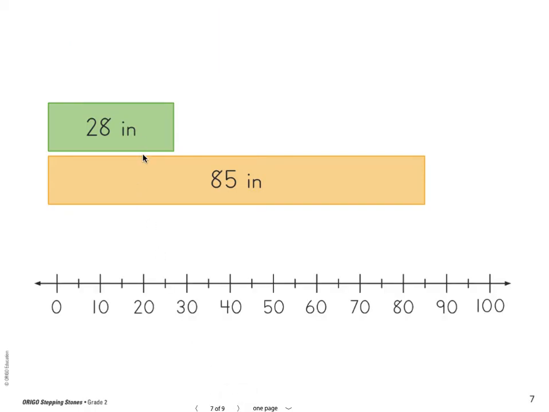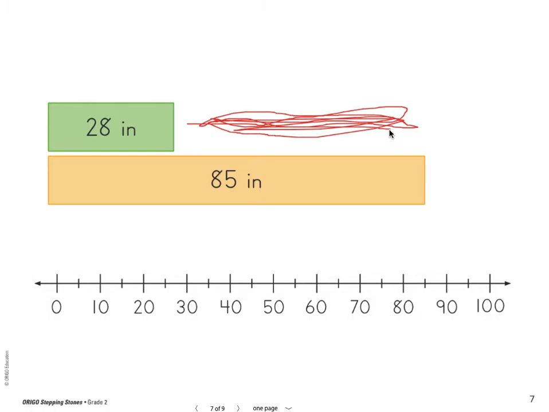So let's look here. We have two strips. We have 28 and 85, okay? And our job today is to use estimation to figure out the difference between these two strips. So if I'm looking for the difference, are we going to be subtracting or adding? The difference. So the difference is subtraction. We want to figure out what the difference is. So all of this space right here is the difference.